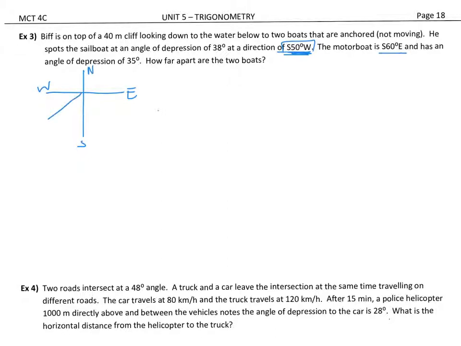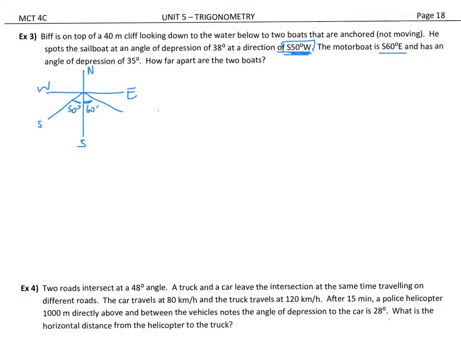So that should look something like this with the angle between my path to the boat and south. This is 50 degrees in here. Okay, now the sailboat, I'm going to call that S for sailboat. The motorboat is south, but we're veering off 60 degrees towards the east. So it means the angle between south and the path of the motorboat, that would be 60 degrees in here.